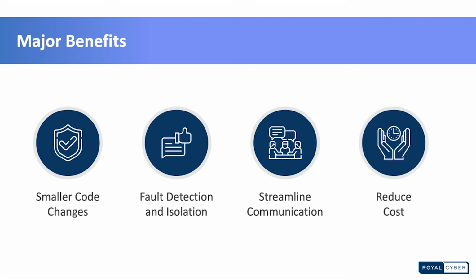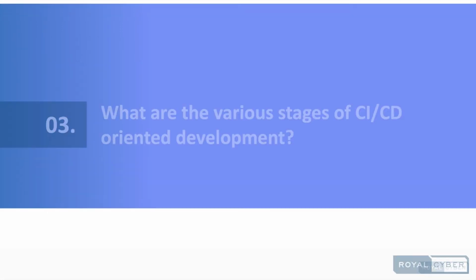Number four, we have reduced cost. With continuous testing and automated distribution of mobile app, developers no longer have to spend time on manual distribution, and with increased code quality and early detection of critical issues, overall ROI of an organization is improved.